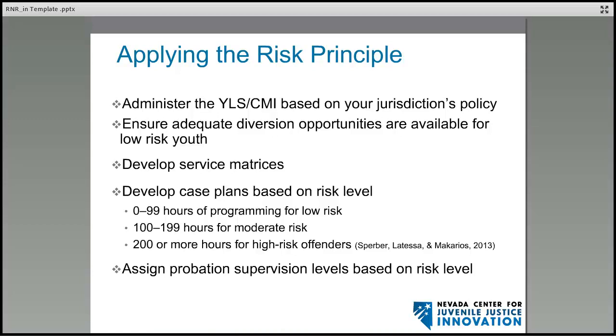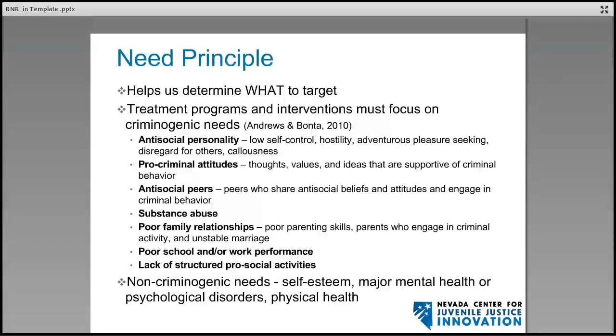Although the exact dosage hours has not been well defined in the research, practical guidelines recommend up to 99 hours of programming for low-risk youth, between 100 and 199 hours for moderate risk, and 200 or more hours for high-risk offenders. Lastly, probation supervision levels should also be based on risk level, with higher-risk youth receiving more supervision and contact.